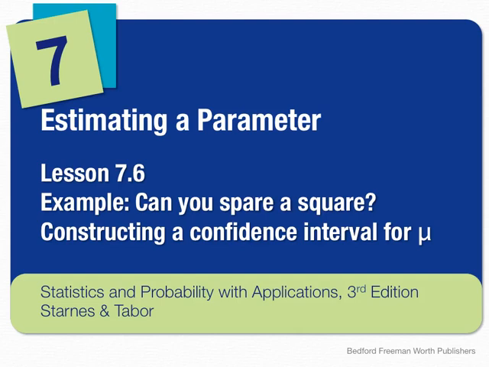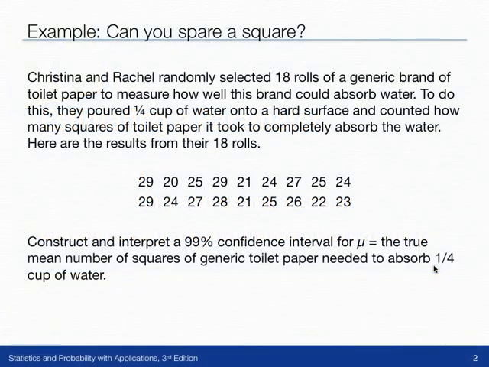In the lesson 7.6 example, Can You Spare a Square?, we're going to construct and interpret a confidence interval for mu, which is a population mean. Christina and Rachel randomly selected 18 rolls of generic brand toilet paper to measure how well this brand could absorb water. To do this, they poured a quarter cup of water onto a hard surface and counted how many squares of toilet paper it took to completely absorb the water.